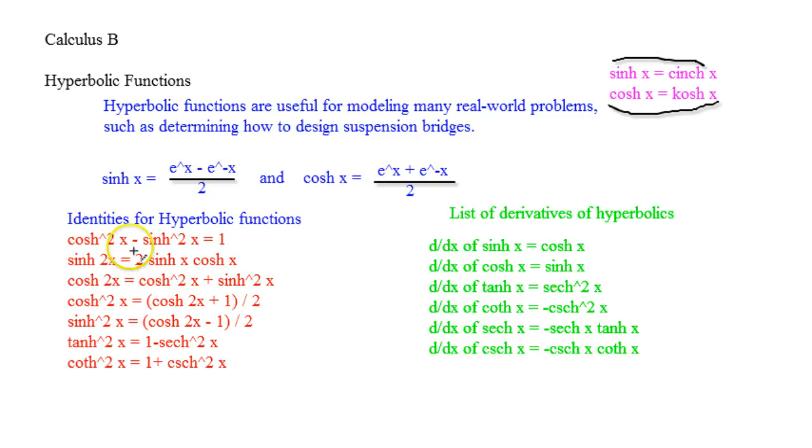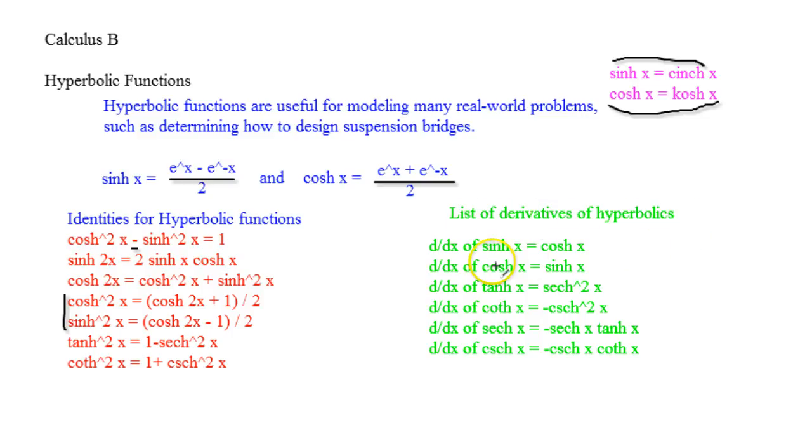As you can see, the only little difference is that there's a minus sign in the Pythagorean hyperbolic identity. That kind of changes up the signs in the other two types of identities. And in this hyperbolic identity right here, we're dividing by 2. Now, the list of derivatives of hyperbolics.